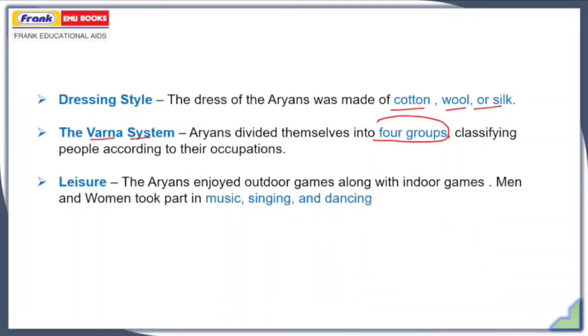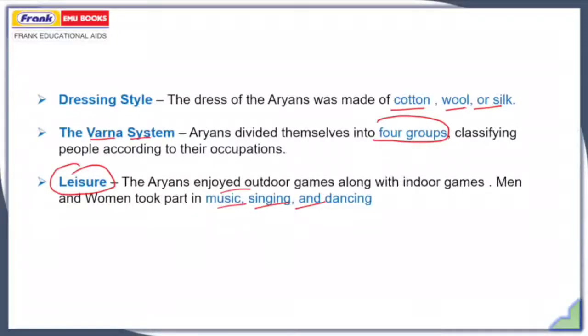The job of the Brahmana was to teach the Vedas and to perform the sacrifices. The Kshatriyas were assigned the job of administration, the Vaishyas were assigned the job of agriculture and trade, and the Shudras were assigned the job of serving all the other three Varnas. Now what did they do in their leisure time? The Aryans enjoyed outdoor games along with indoor games. Men and women used to take part in music, singing and dancing. By the way, these leisure activities of the early Vedic period are going to be replaced by hunting and racing in the later Vedic period. We will come to know about this in the later part of this lecture.